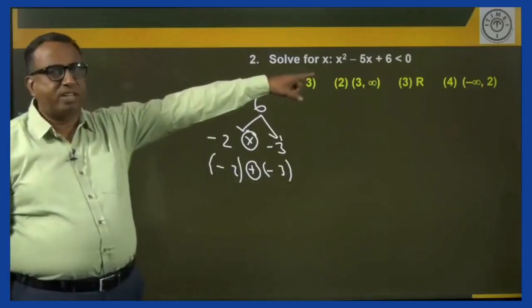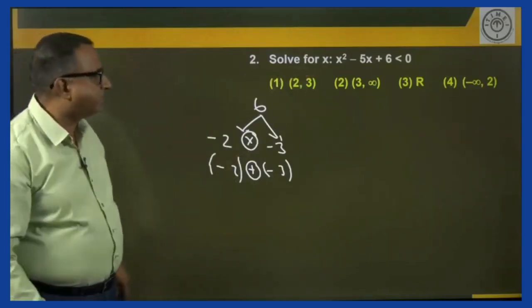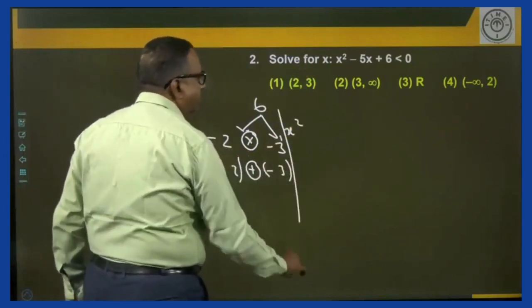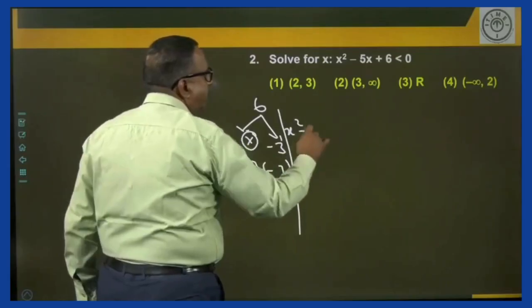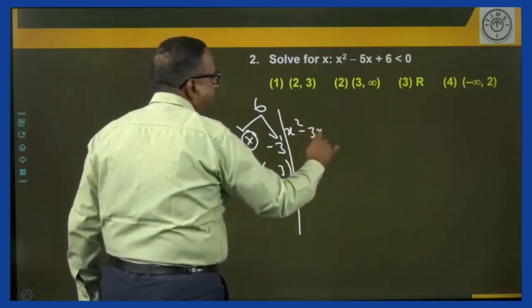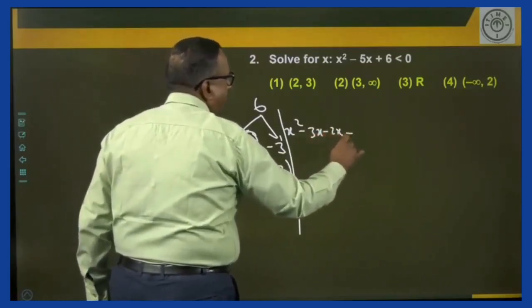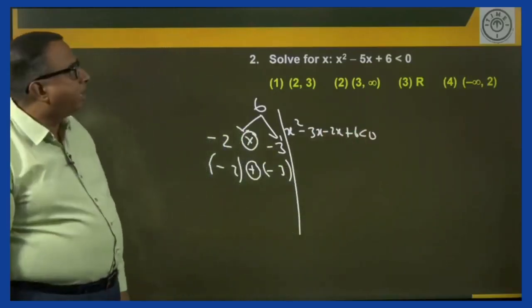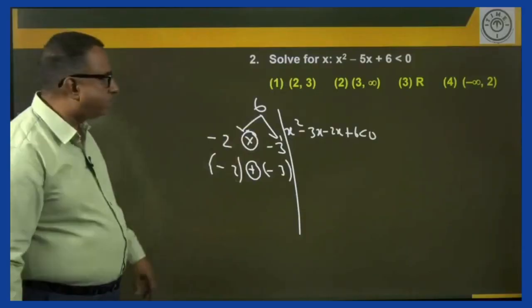There we have -5. So we know how to factorize this. What are the factors for this? It is going to be x square, -3x minus 2x plus 6 less than 0. You can write it this way. Okay? Resolve this into factors like this.